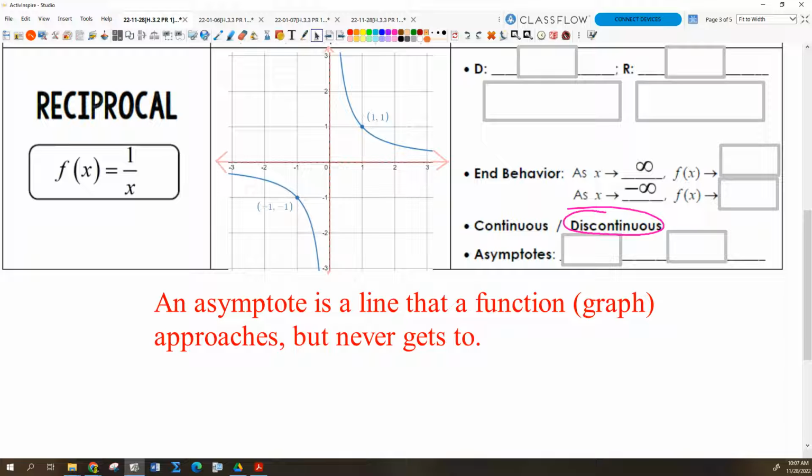So domain, what do you think? Any ideas? Anybody got an idea what the domain should be here then? All reals except what value? 0. Yeah. The one value the ant could never get to horizontally is 0. There's that infinite vertical asymptote that prevents that. So we could say that a couple ways. We could say x is not equal to 0. And if we say x is not equal to 0, then that implies that every other value is okay.